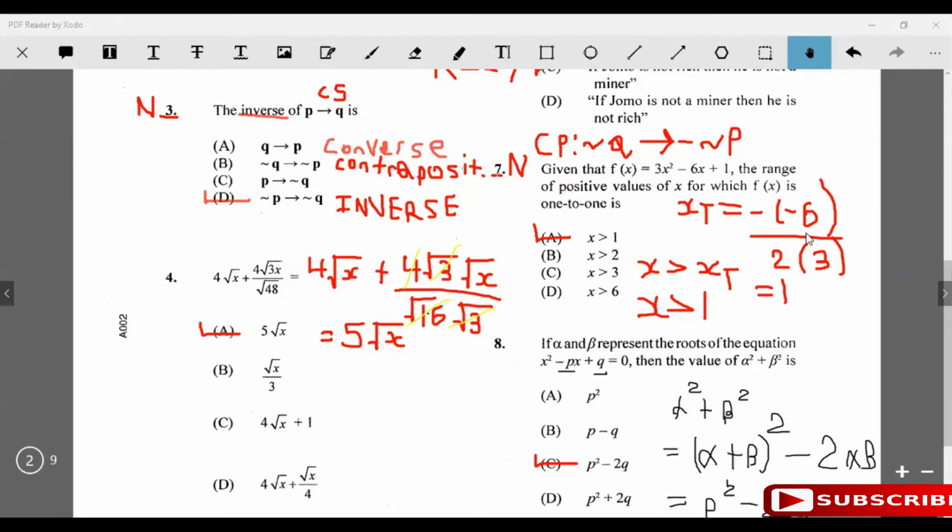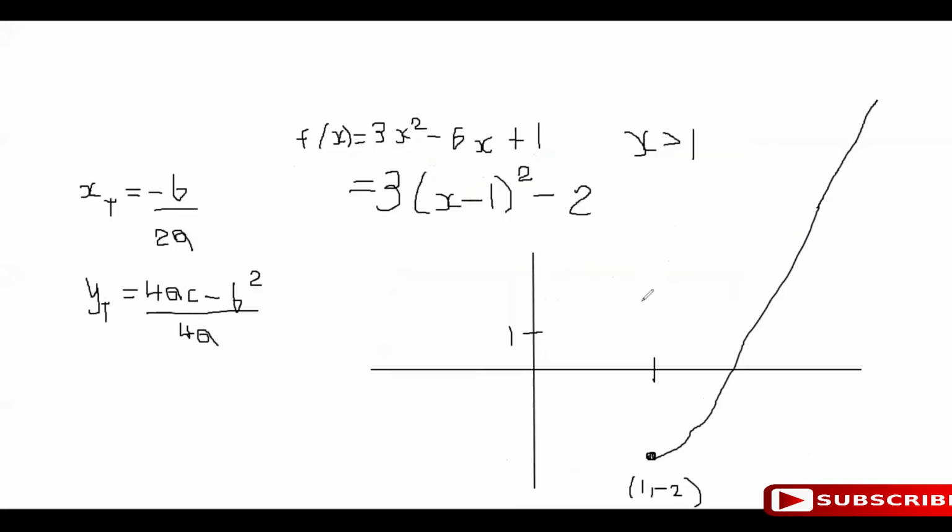All right, so right here, you said you want us to go back through question 7. So let's look at question 7 now. It says, given that f of x is 3x squared minus 6x plus 1, find the range of positive values of x for which f of x is a one-to-one function. So first and foremost, this is a quadratic function. And what we know about a quadratic function is that it is many to one. That's what we know about a quadratic function, right?